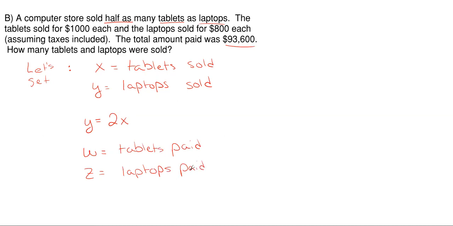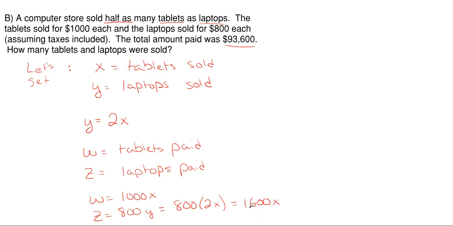Well, can we write anything for W here? Well, W, the amount of tablets that you would get paid for is $1,000 per tablet. So it'd be 1,000 times my tablets sold, which is my variable X. And the same thing for Z here. Well, it's $800 per laptop, which is Y. Well, what does Y equal? Well, Y is equal to, we set it up here, 2 times X. Well, 800 times 2, that gives me 1,600X.